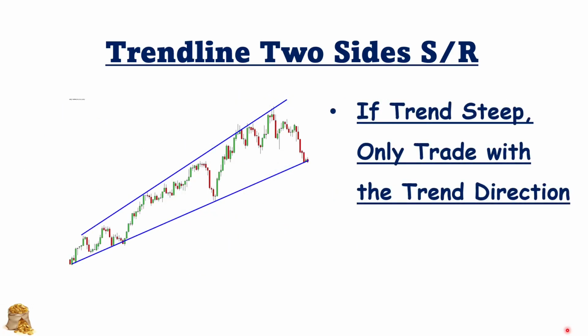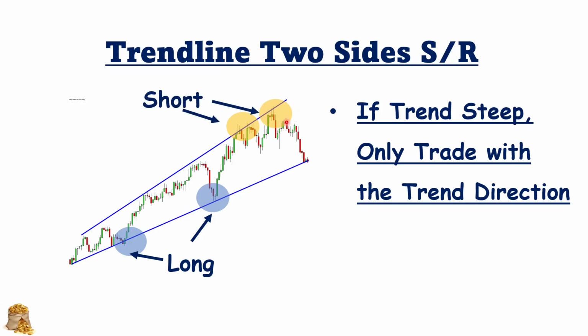However, if the trend is very steep, you should only trade with the trend direction. For example, here, we have the third touch and the fourth touch. They are very good long opportunities. However, if we want to short, the market will make another higher high, so you could easily get a stop loss.